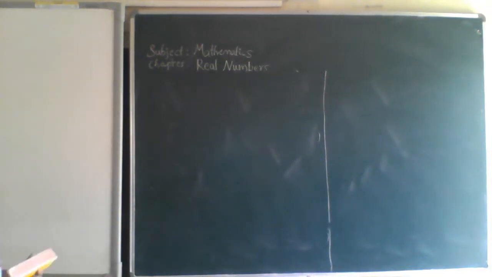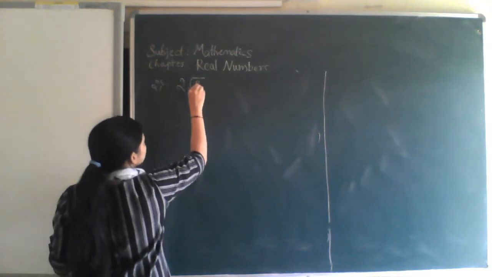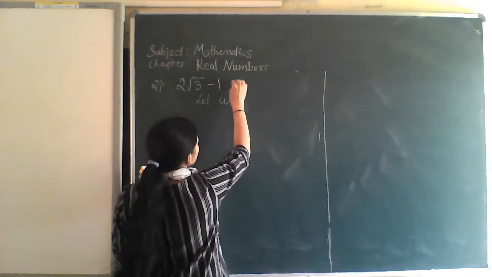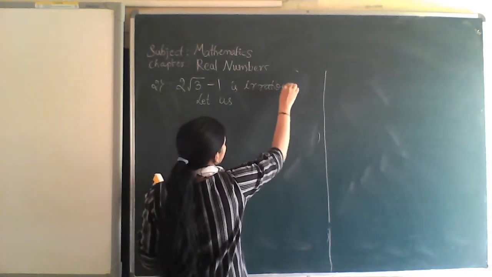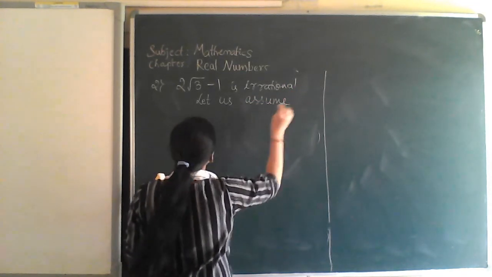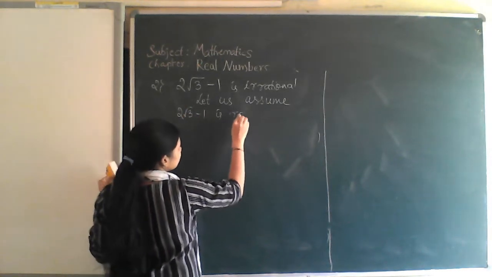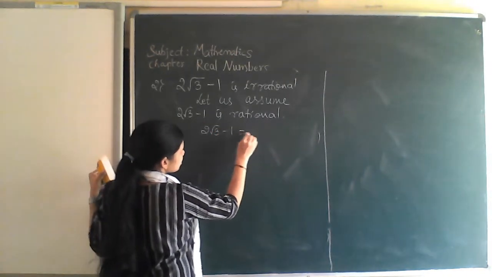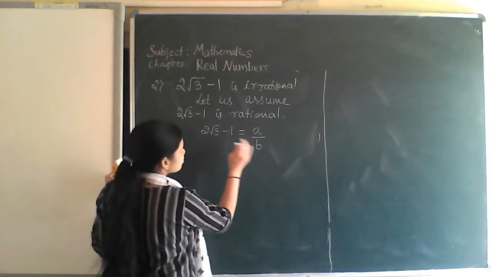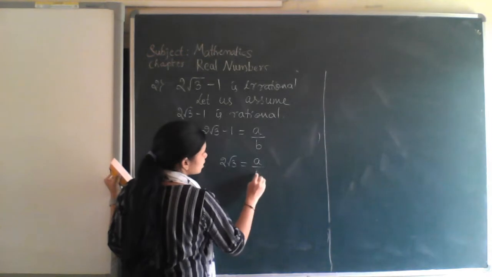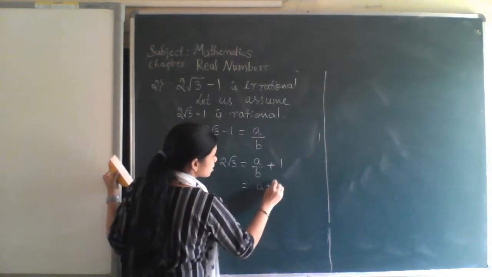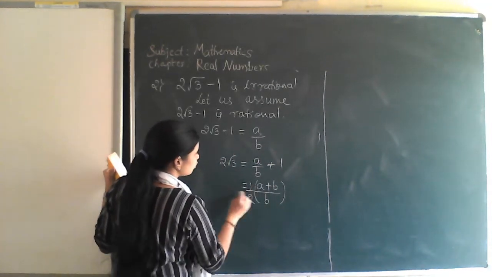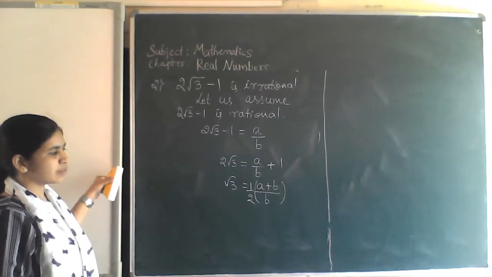Let us take the second example, that is 2 root 3 minus 1. We have to prove it is irrational. Let us assume the given number, 2 root 3 minus 1, is rational. If we assume this as rational, then we will write this in the form of a by b. Take this minus 1 to this side. 2 root 3 is equal to a by b plus 1. How much do we get? a plus b divided by b. Take this 2 to the denominator. That will become 1 by 2. Root 3 equals 1 by 2 into a plus b by b.